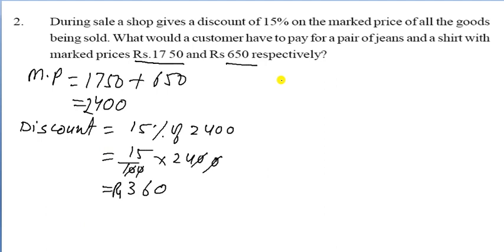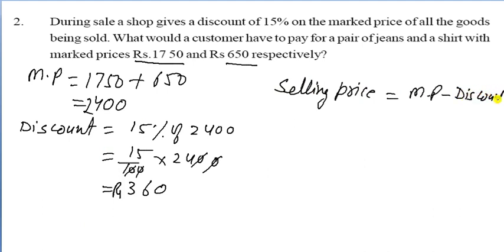And now what would be the selling price? So let us see. Selling price will be mark price minus discount. So selling price, in short we can say SP, and as you know mark price is 2400 and discount is 360. Let us subtract this one.